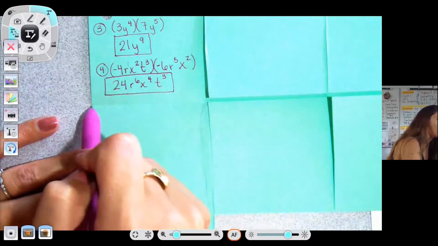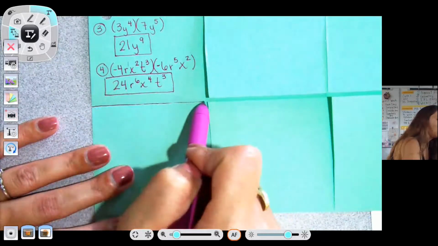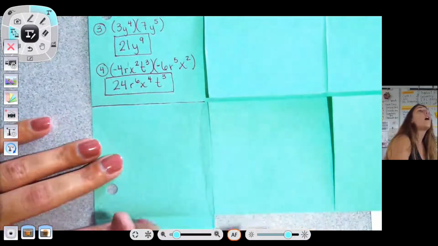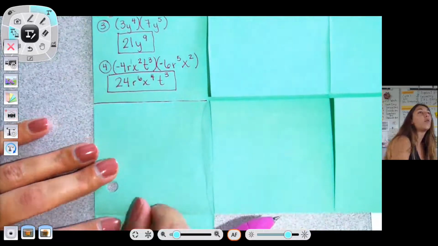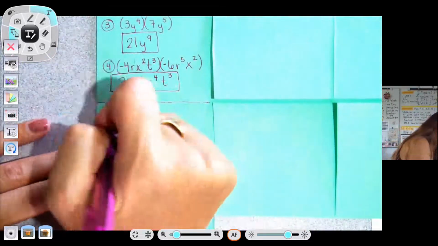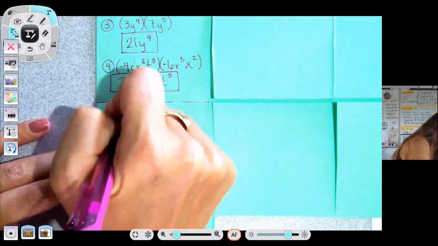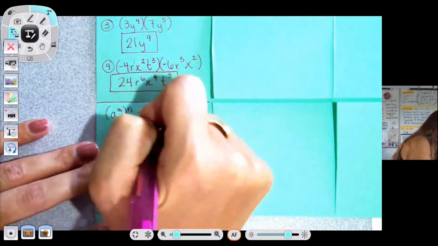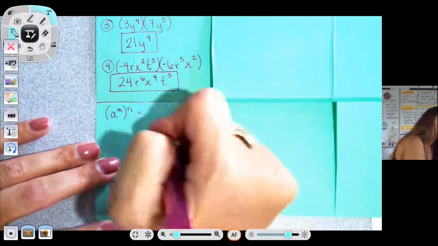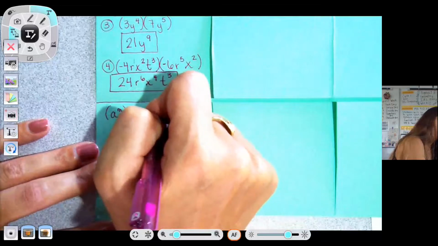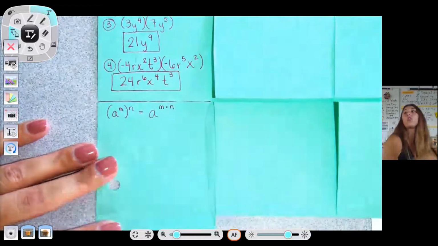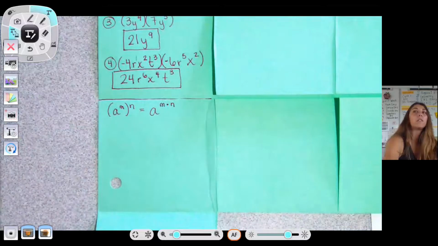Okay, great. Once again, I'm going to write the rule first, so that way it's right in front of your face. I have a to the m power raised to the n power. This is not adding them, this is multiplying them. So I'm going to take a raised to the m times n. We're almost done.